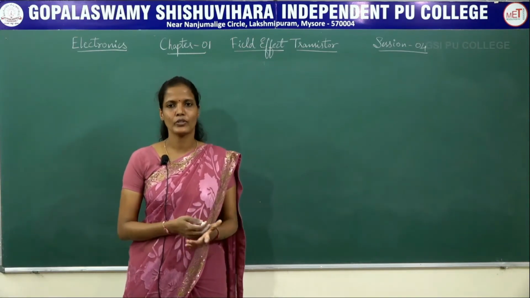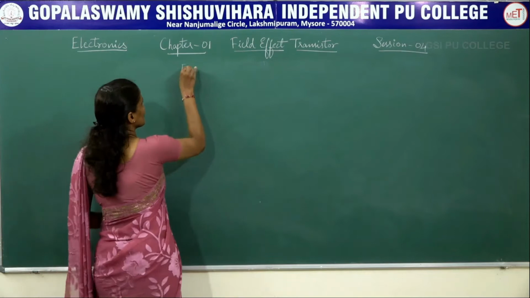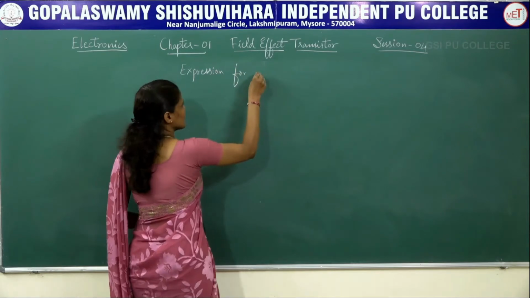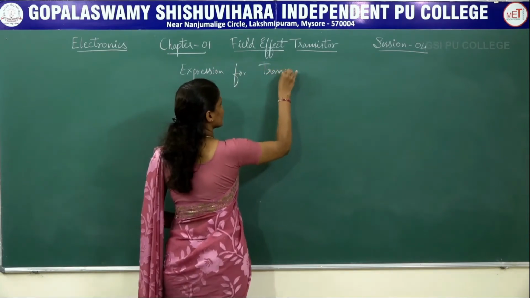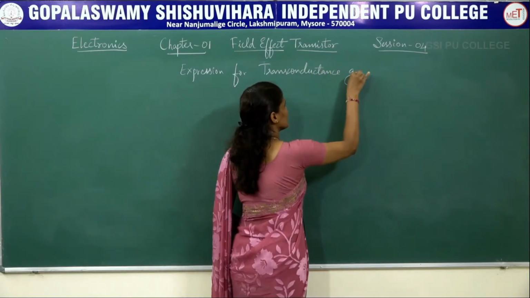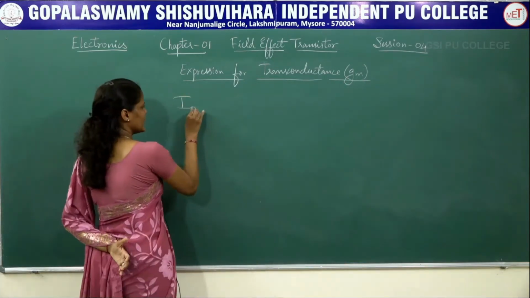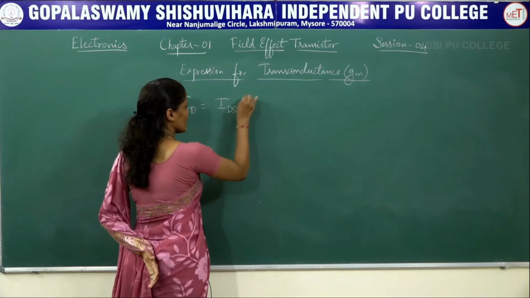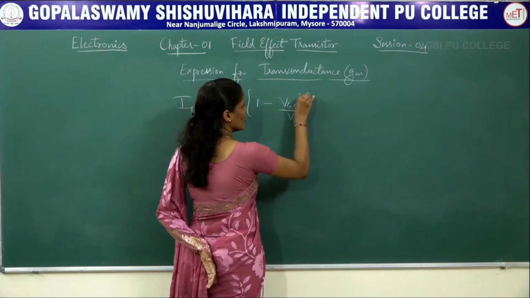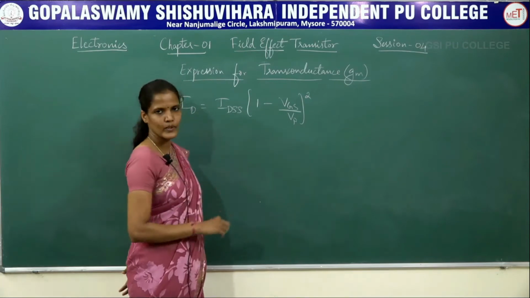Before that, let us try to derive an expression for transconductance, that is GM. So we are having this relationship: ID equals IDSS of 1 minus VGS by VP, whole square. Now what we have to do is differentiate this expression with respect to VGS.